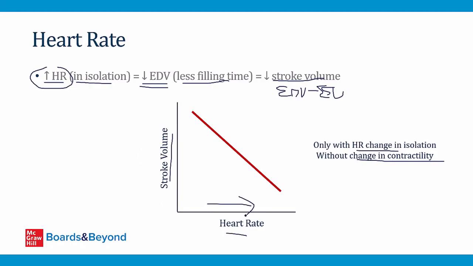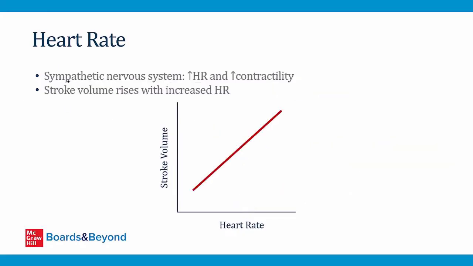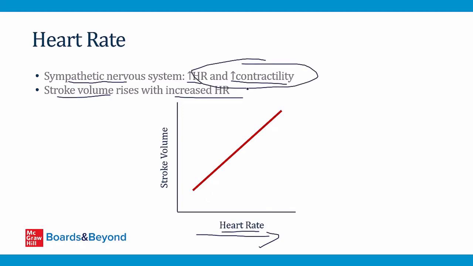But this never happens in real life because in human beings, anytime you change the heart rate, you also modify contractility. Remember that the sympathetic nervous system is the major controller of heart rate and contractility. So anytime the sympathetic system increases the heart rate, we also get an increase in contractility. And what this means is that our stroke volume rises with higher heart rate. In real life, in actual human beings, the relationship between heart rate and stroke volume looks like what I've shown on the slide here. And that's because when we raise the heart rate, we also raise contractility, and the contractility increase is the dominant effect such that stroke volume goes up at a higher heart rate.